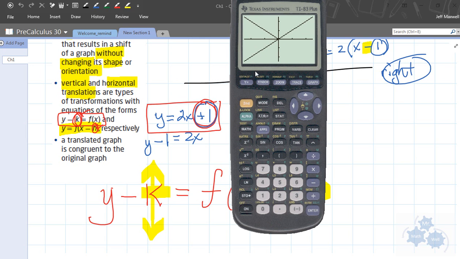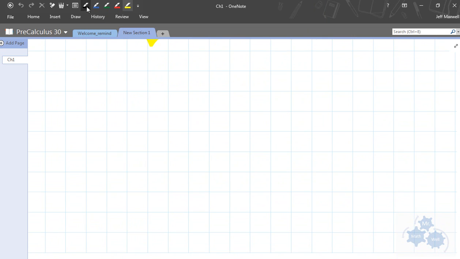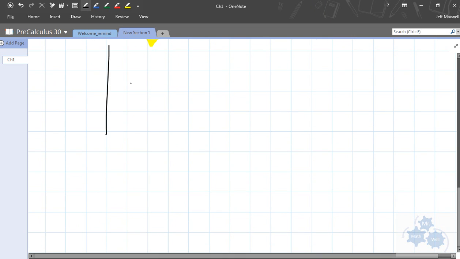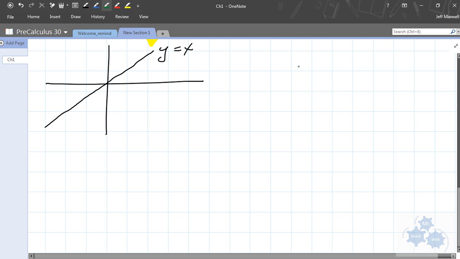Now let me just explain absolute value, because absolute value is not something you probably spent a lot of time on in class before, and it's a real sticky point for a lot of students. So if I just draw this real quick, here is the graph of y equals x. Now what you know about absolute value is that if a value is positive, the absolute value is the same value. If a value is negative, the negative sign is dropped.